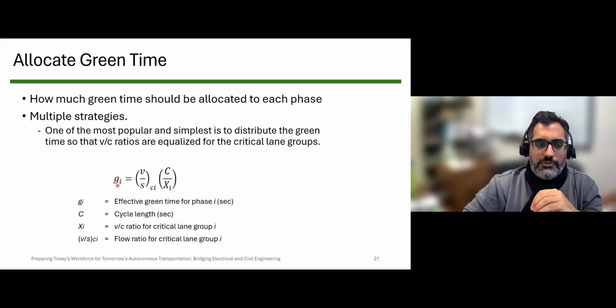So we can find that effective green by multiplying the V over S ratio for that phase by the cycle length that we calculated in the previous step, divided by the lane utilization, or V over C ratio, for that lane group. There are different strategies, different textbooks, different resources. They have different ways of allocating green, even different engineers based on their experience. It's completely based on engineering judgment. They may make different decisions, but I found this one to provide fair timing for different phases.